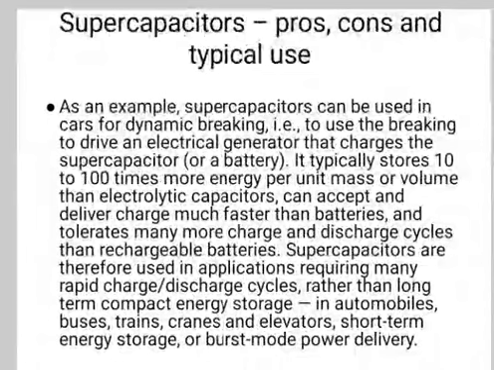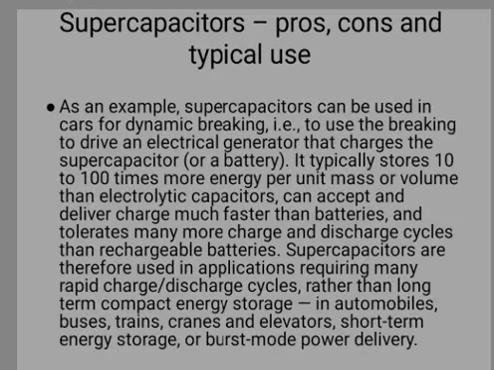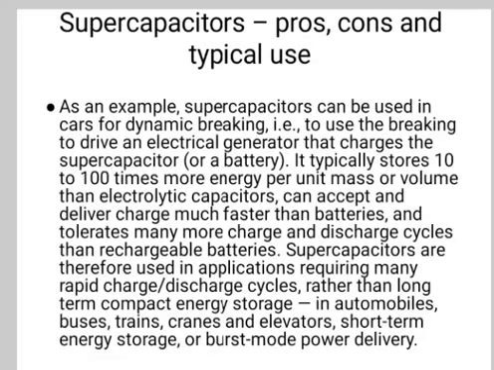Now there are some pros and cons of supercapacitors. The supercapacitor can be used in cars for dynamic braking, that is, to use the braking to drive an electrical generator that charges the supercapacitor or battery. It typically stores 10 to 100 times more energy per unit mass or volume than an electrolytic capacitor.